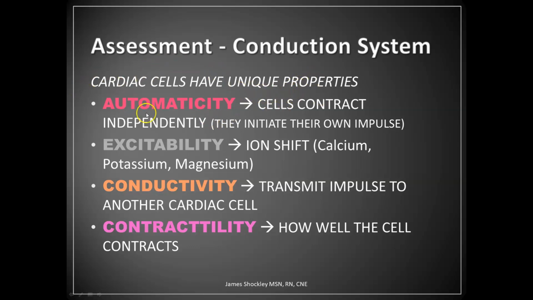All right, so the concepts behind that electrical conduction system are these four kind of awesome concepts. It's automaticity, excitability, conductivity, and contractility. Automaticity. Every cell in your heart has the ability to contract independently, right? They have the ability to initiate their own impulse. That's a great thing and a bad thing. It's a great thing because if something were to happen long term to the SA node, I know my heart can keep doing something. It's a bad thing because once those cells become irritated, then we're going to end up talking about dysrhythmias.